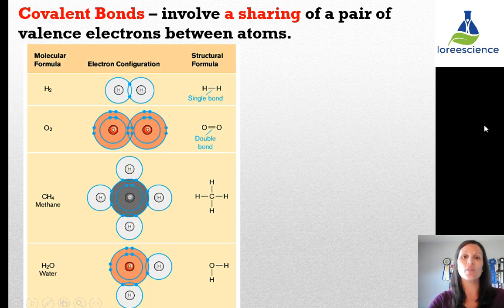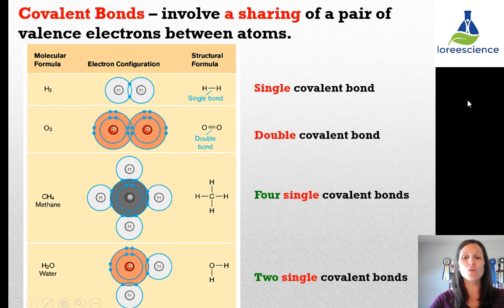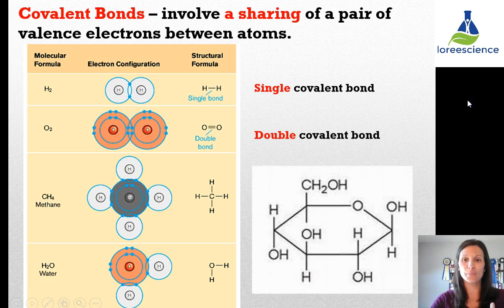Covalent bonds, however, involve the sharing of a pair of valence electrons. Each atom involved in that bond will share 1 electron. So in a single bond, there are actually 2 electrons, 1 from each of those atoms. You can have a double bond, meaning there are 4 electrons total, 2 from each of the atoms. We can have multiple configurations, but the idea is those electrons spend some time with one atom, some time with another. So we have single, double, and there are even triple covalent bonds as well, but not shown here.